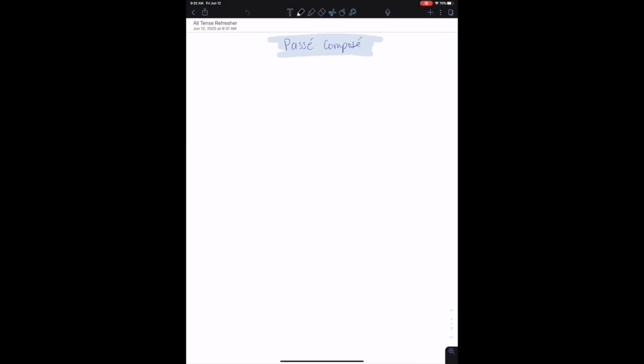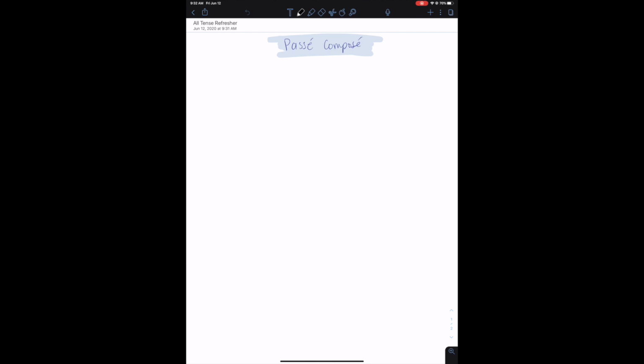What I wanted to do is just come on and do a quick little refresher for all the tenses that we've learned so far, because I think it's important that we have that access as we move forward. So here we go for Passé Composé. It's our first tense that we ever learned.